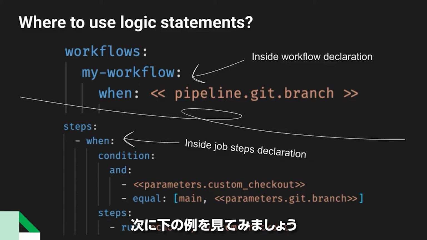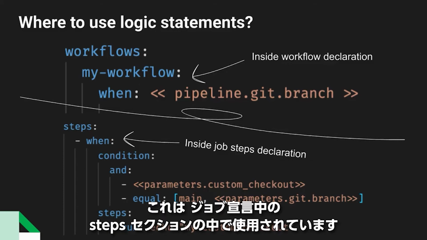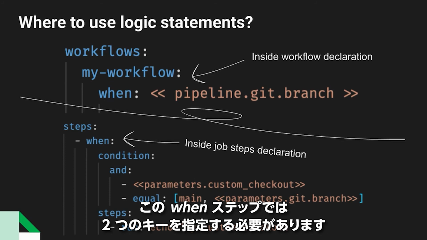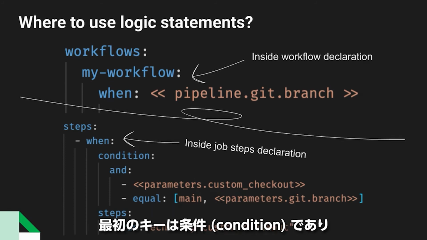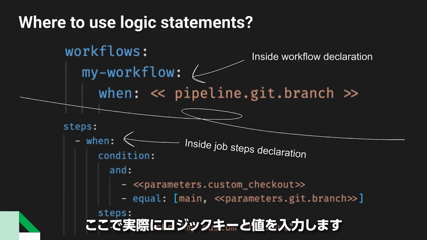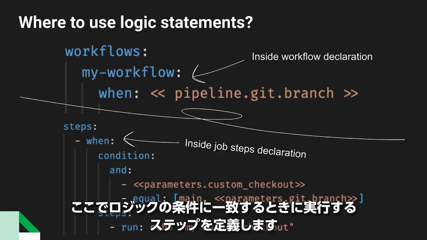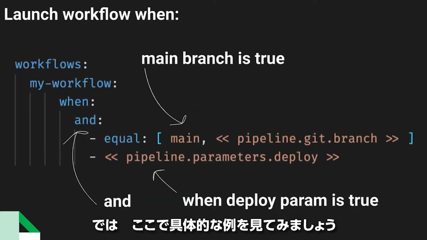Then we have the bottom example, which is inside of a job declaration within the step section. So we have a step called when. And this when step also has two keys you need to supply it. The first one is the condition, and that is where you will actually supply the logic keys and values. And then you have a step section, and this is where you can define steps that will occur if those logic conditions are met. So let's take a look at a specific example here.